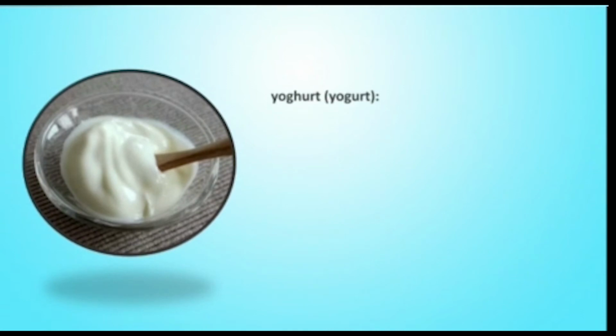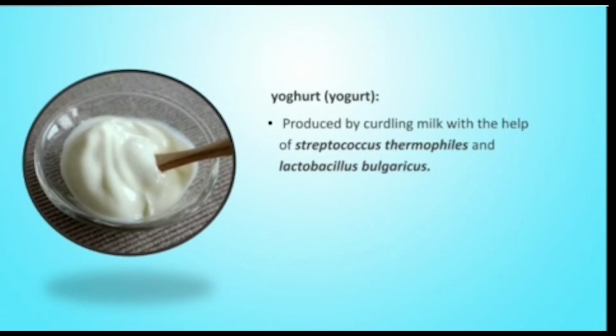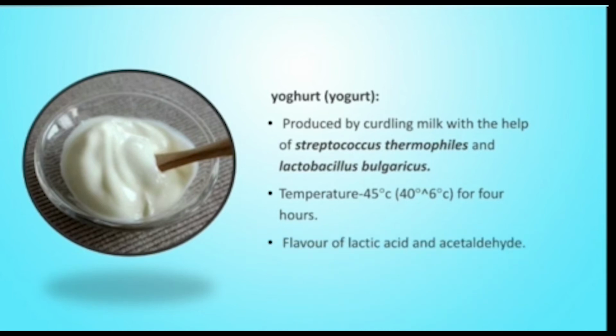Yogurt. Yogurt is produced by curdling milk with the help of Streptococcus thermophilus and Lactobacillus bulgaricus. Temperature 45 degrees Celsius for 4 hours. Flavor of lactic acid and acetaldehyde.